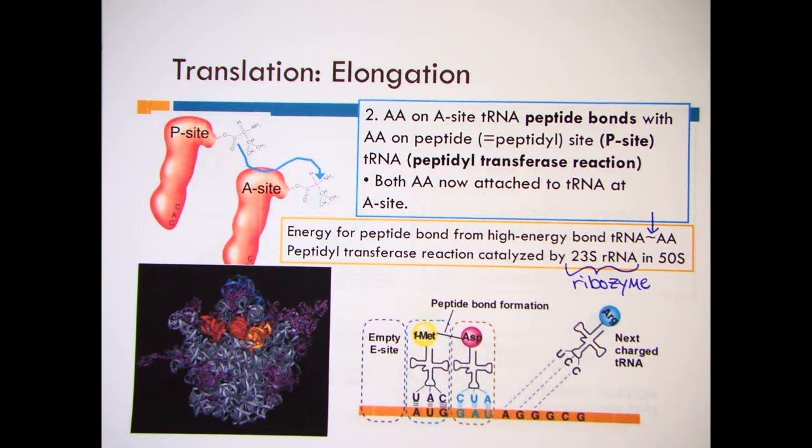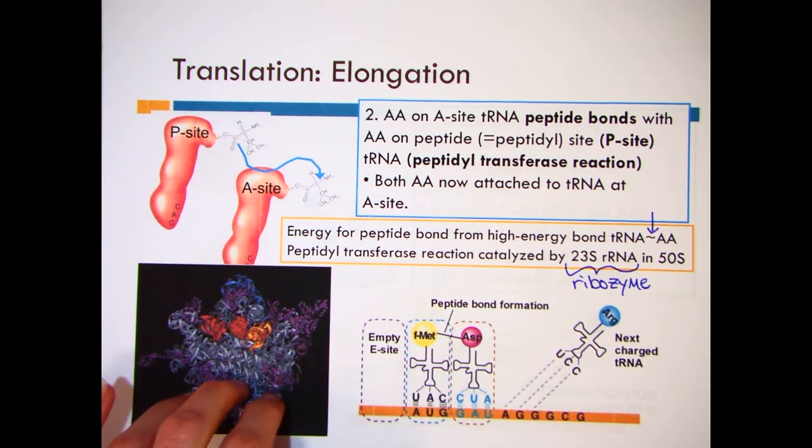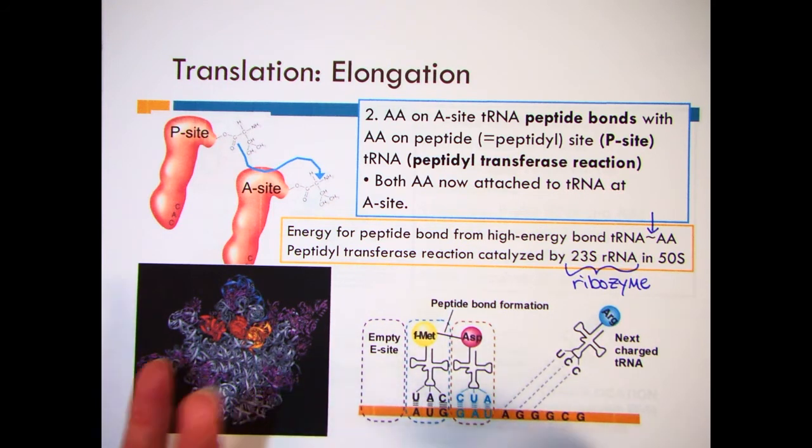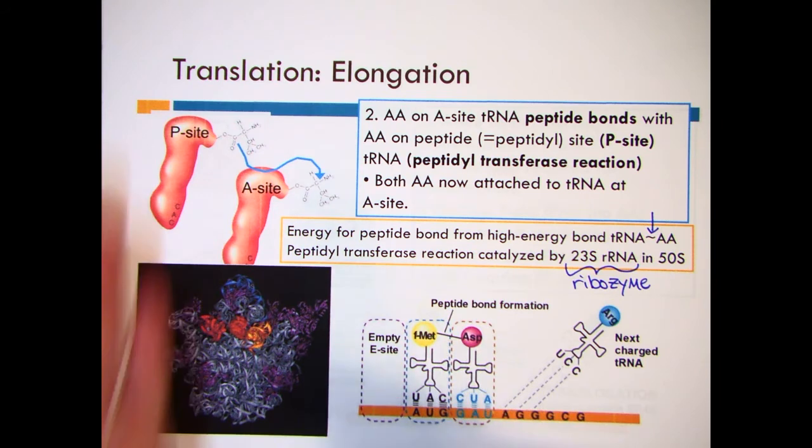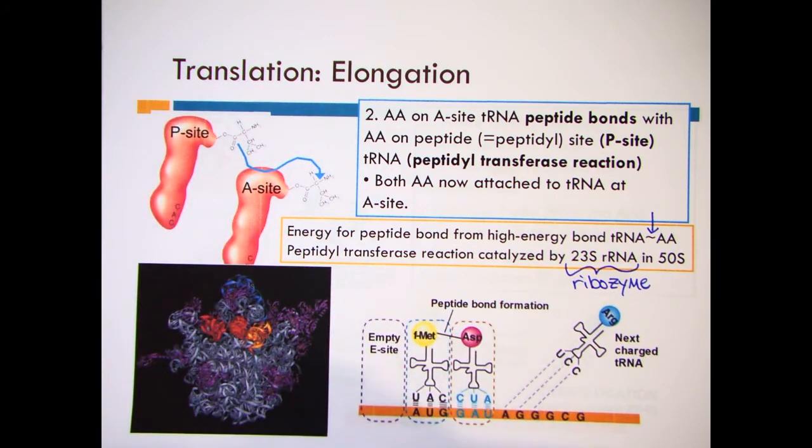I know that you have secretly been wondering this whole time. It has finally happened. And so it is the 23S ribosomal RNA, which is the catalytic RNA in the large subunit right here, that actually catalyzes the peptidyl transferase reaction. And it is this reaction that moves the amino acids and forms the new peptide bond. And then the next charged tRNA can come in.